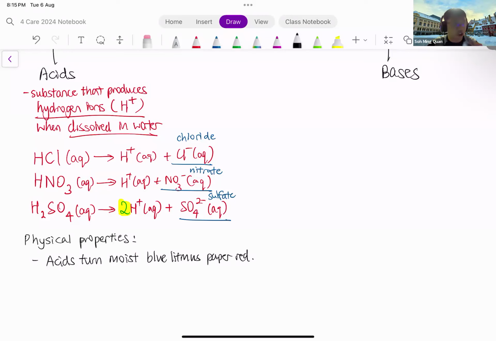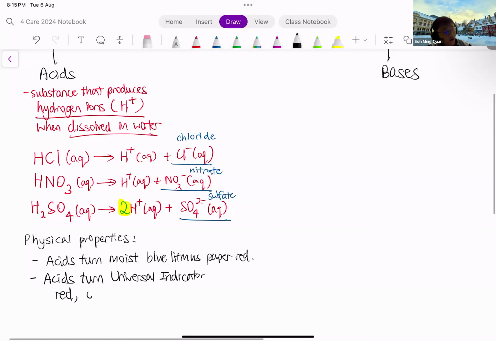A color change. Now, besides that, acids, they can turn universal indicator into different colors. So they can turn universal indicator red, orange, or yellow.